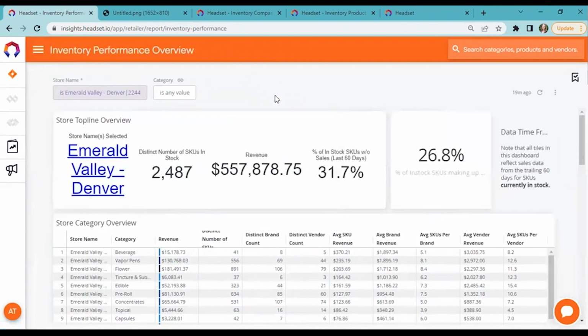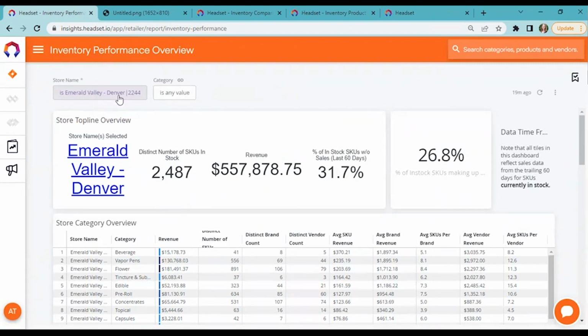So inventory performance overview is a really good baseline for you to understand what types of inventory are in your store, ones that are overstocked, ones that are understocked, and what your good performers are versus your poor performers. So we really like to view this by store.